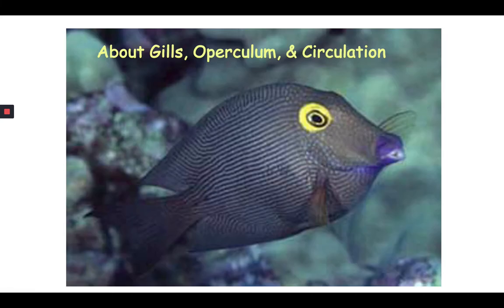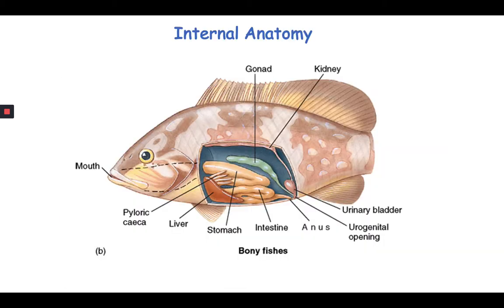So we're going to talk a little bit about the gills, operculum, and their circulation system. If you were to peel back part of the fish and look at it, you can see that the mouth leads into the stomach and the intestine. They have a liver and gonads, which make the eggs or sperm, which come out near the anus and the urogenital opening. Kidneys, they have a lot of the same organs that we do.